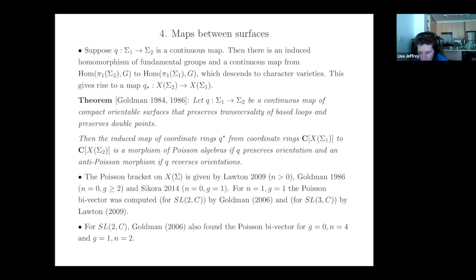So let's look at a situation where Q from sigma 1 to sigma 2 is a continuous map. We're no longer restricting to just inclusion maps. Then there's an induced homomorphism of fundamental groups and a continuous map from one set of representations to the other. And this descends to character varieties. So this gives you a map from X of sigma 2 to X of sigma 1. And Goldman proved that.